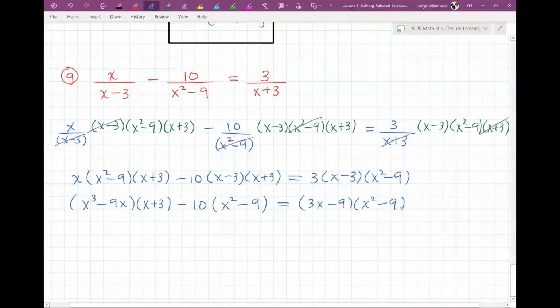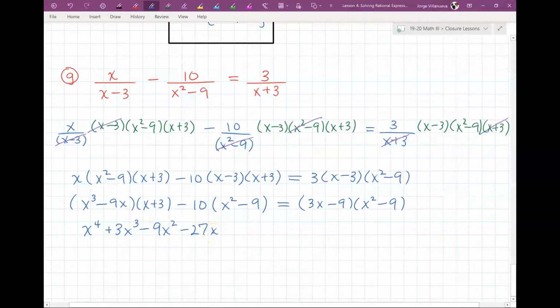Okay, so we have that. We got to keep multiplying. So let's see. X cubed, we're going to use FOIL, okay? X cubed times x, that's x to the 4th. Outer is 3x cubed, inner is minus 9x squared, and last is negative 27x.